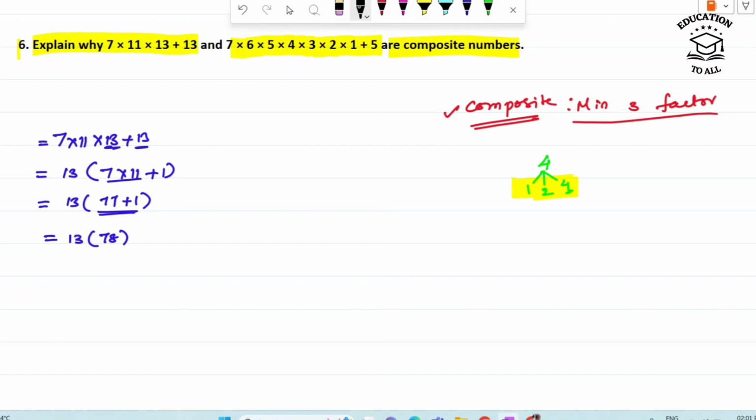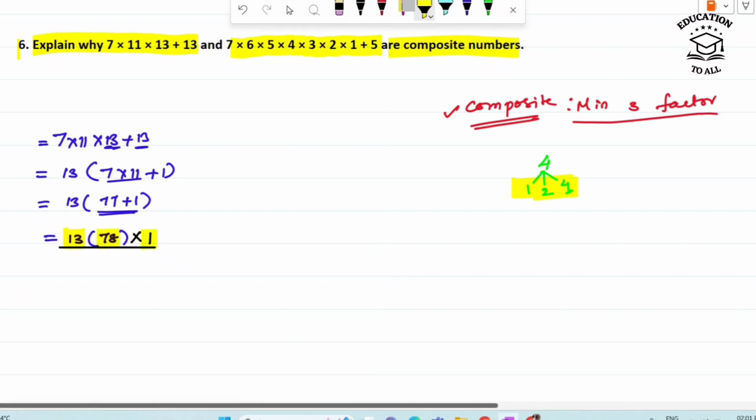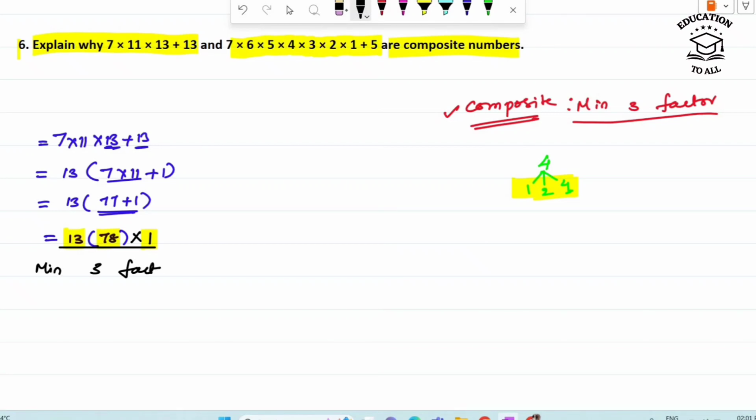Can I say 1 is a common factor for any number? So definitely. Now observe this given number, how many factors does it have? Minimum 13 is a factor, 78 is also a factor, 1 is a factor. So it has minimum 3 factors. Therefore the given number is a composite number.